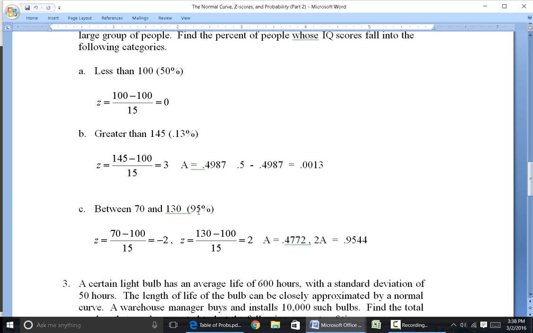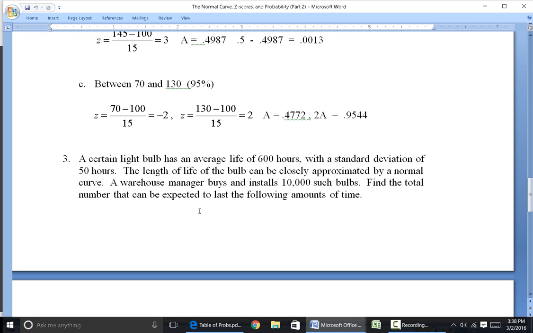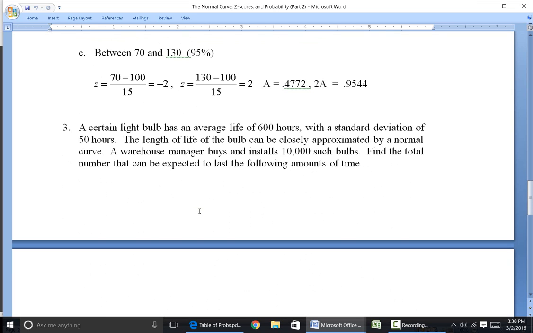Okay, in the next one, it says a certain light bulb has an average life of 600 hours, with a standard deviation of 50 hours. The length of the light bulb life can be closely approximated by a normal curve. So when it tells you something like that, then you know you can apply this method that I'm using right now. A warehouse manager buys and installs 10,000 such bulbs. Find the total number that can be expected to last the following amounts of time.